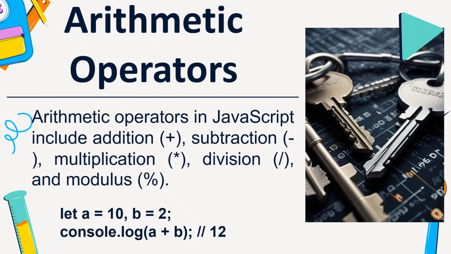Arithmetic operators. These include addition, subtraction, multiplication, division and mod. Consider the example. Let A equal 10, B equal 2. Now we have the arithmetic operation, the addition operation, and we are adding the two values, we will get the output 12.